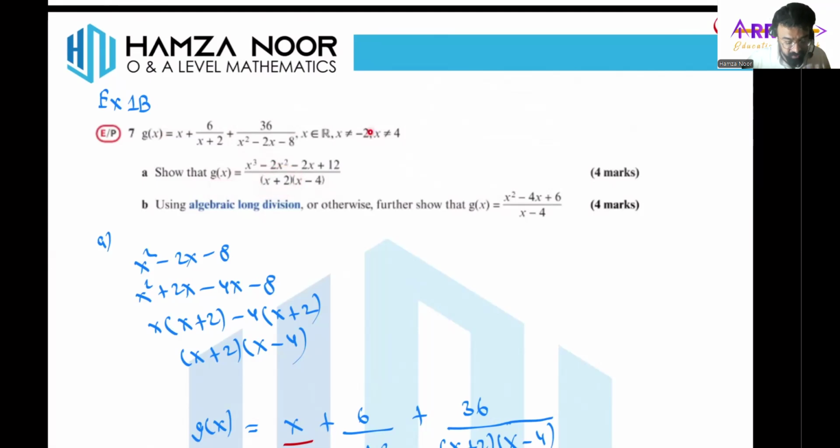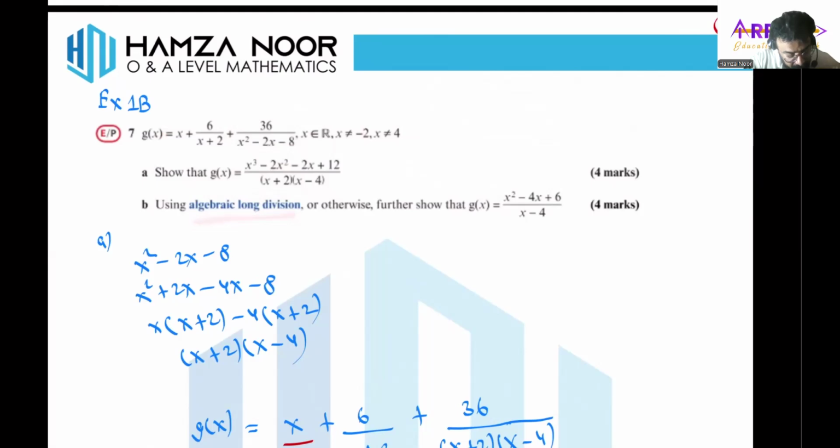And in the same way, if you put x equals 4 as the input of the g(x) function, x minus 4 will become 0, which will again make the denominator 0 and make this function g(x) undefined. So therefore, x is not equal to minus 2 and x is not equal to 4. Here is the reason to write this domain over here.